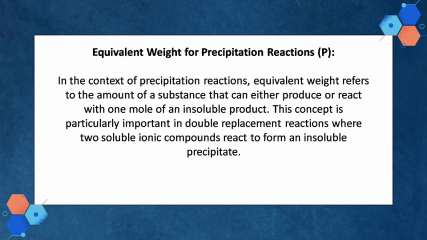Equivalent weight for precipitation reactions, P. In the context of precipitation reactions, equivalent weight refers to the amount of a substance that can either produce or react with 1 mole of an insoluble product. This concept is particularly important in double replacement reactions where 2 soluble ionic compounds react to form an insoluble precipitate.